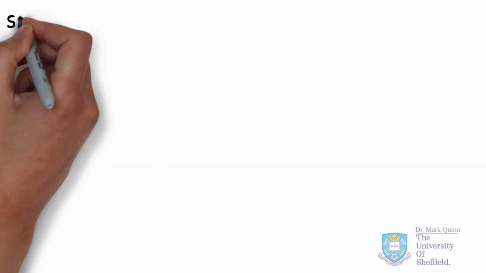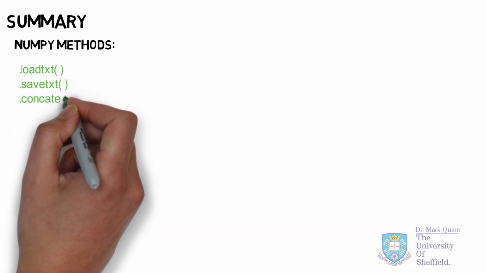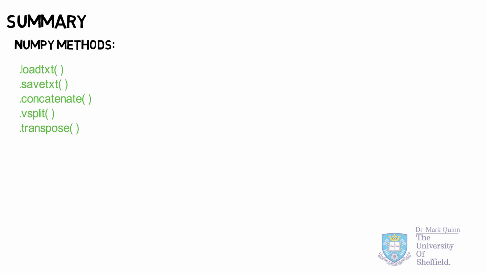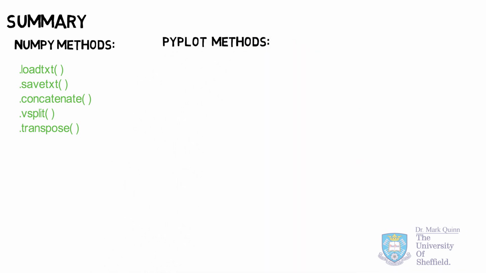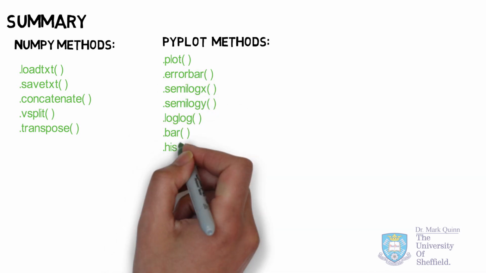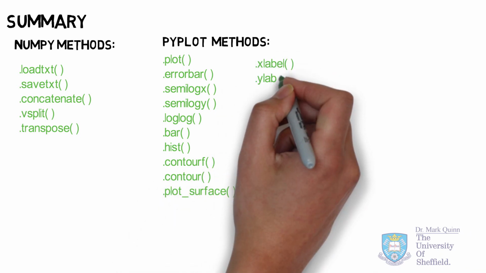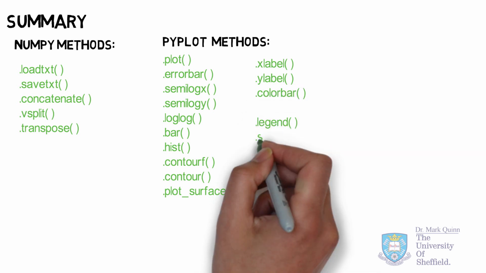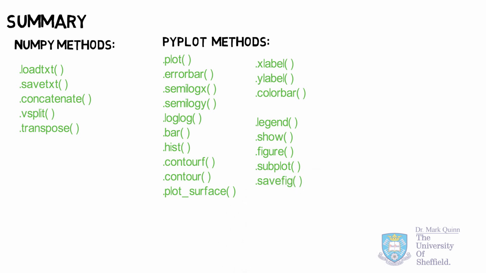Finally, let's summarize all of the new functions we've met in this video. Starting with the NumPy methods, we have introduced the load text and save text functions for loading and saving your data. Concatenate, vsplit, and transpose can enable you to manipulate your data arrays. Plotting methods, on the other hand, are quite numerous. For much of your purposes, you may simply just use the basic plot command or with error bars. But there are also the statistical visualizations with histograms, as well as the three-dimensional visualizations using plot surface and contours. And there are a large number of other functions that enable you to format your graph with labels and legends, and finally to save it.